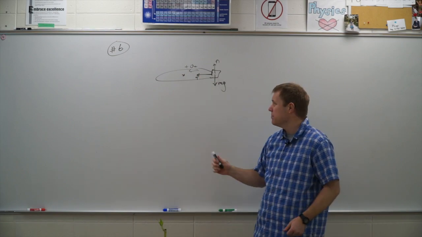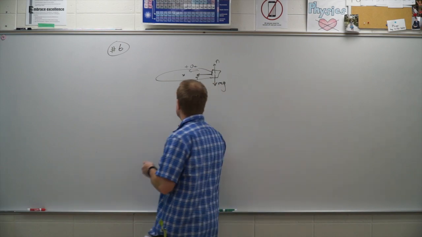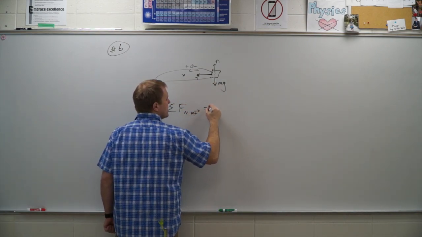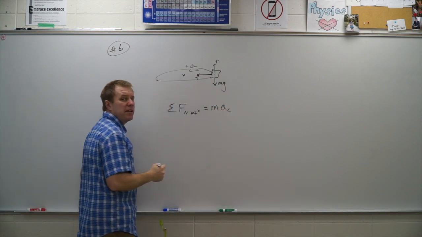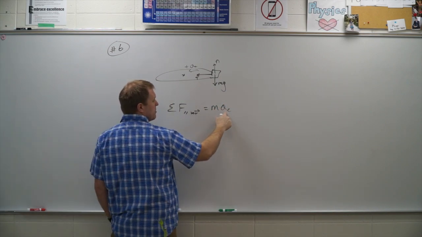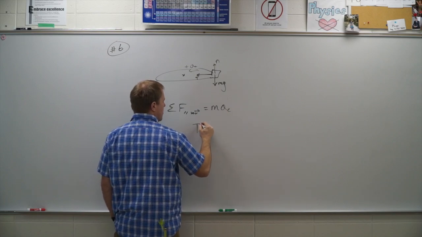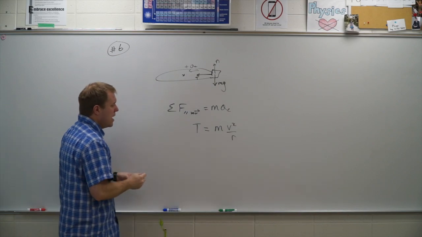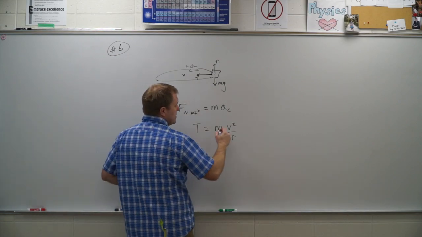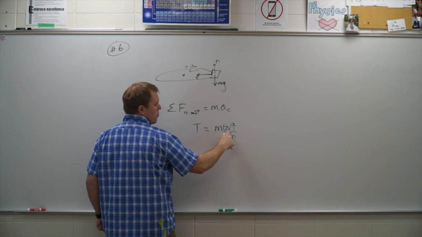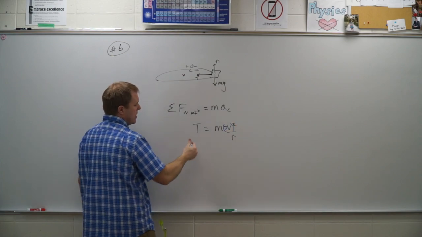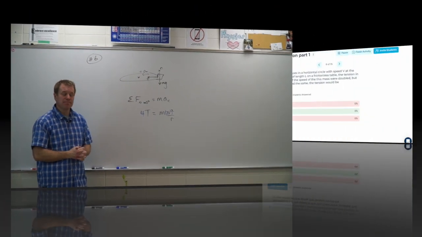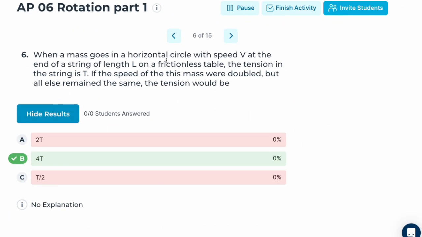So we need a relationship between tension and speed. I'm going to sum up the forces parallel to the radius, set equal to m a_c. Because we're trying to find speed, we make our substitution of v squared over r there. So I have tension is equal to m times v squared over r. And so doubling the speed is a squared term, so 2 squared is 4 times the tension. Correct answer there, B. Correct answer, 4 times that tension.